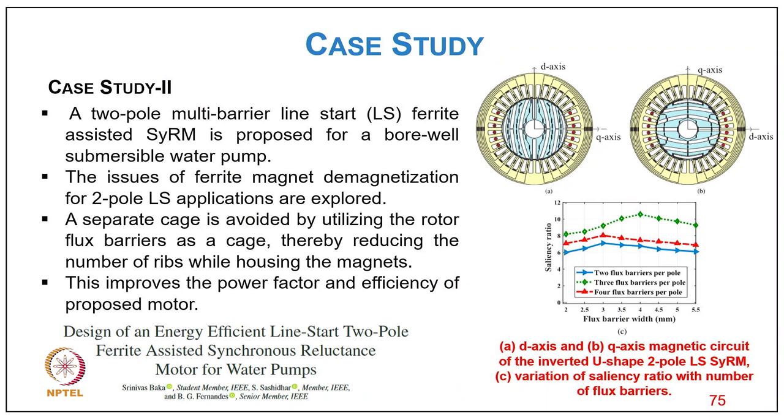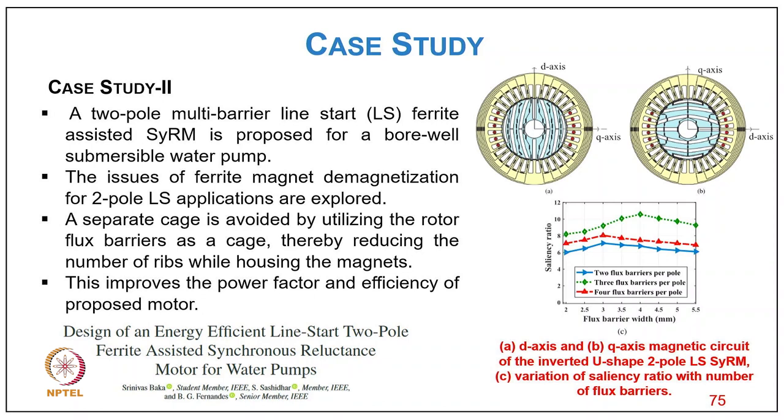Coming to case study 2, a 2 pole multi barrier line start ferrite assisted synchronous electric motor is proposed for a borewell submersible water pump, and the issue of ferrite demagnetization for 2 pole LS applications is explored. A separate cage is avoided by utilizing the rotor flux barriers as a cage, thereby reducing the number of ribs while housing the magnets, and this improves the power factor and efficiency of the motor.